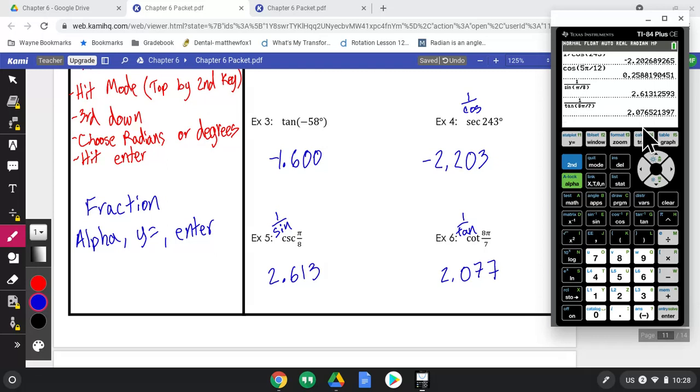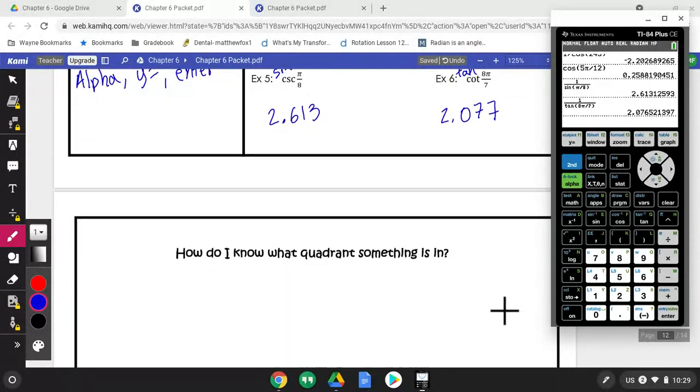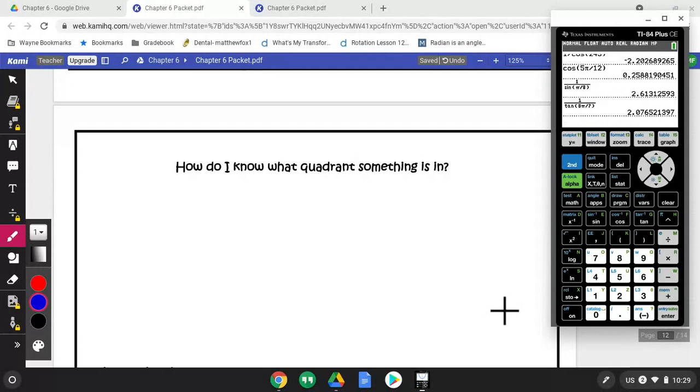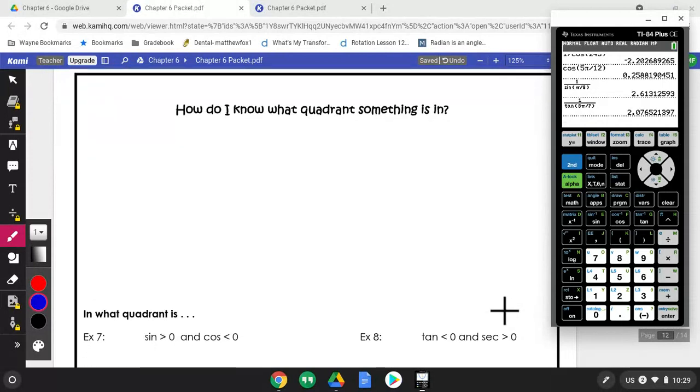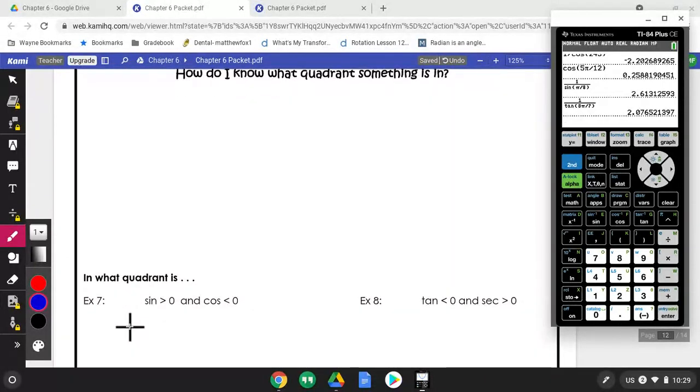So there's one final thing we need to learn. And if this was confusing, feel free to send me an email or reach out or go back and watch it again. Okay, the final thing we're going to talk about is how do I know what quadrant something is in? Now, what I mean by that is this question here, in what quadrant is it going to be in when the sine is greater than 0 and the cosine is less than 0?